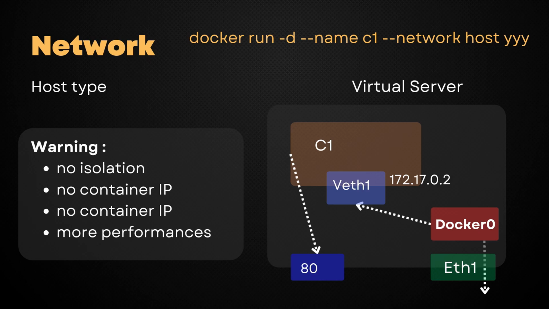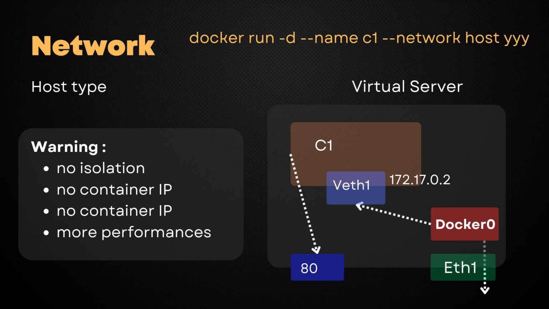You can't use multi-port. For example, when we run Nginx, we can, like we saw, map the port 80 with, for example, port 8080 on our virtual server, and we can run another container on the port 8081 and so on. But if we use the host network, we can't do it, of course. It's better for performance, but not really interesting to use it, with a big warning.